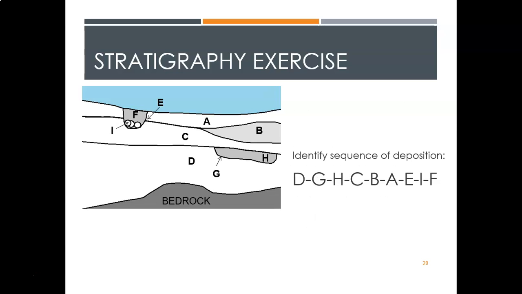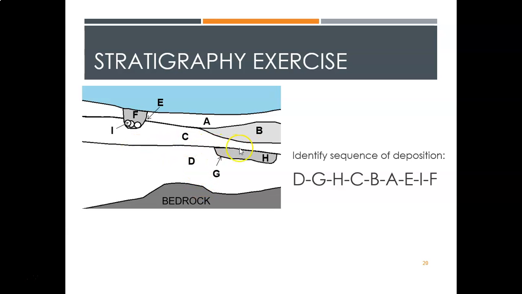So now we can identify the sequence of deposition now that we've layered them. So bedrock's on the bottom. Again, it is our plate in our stratigraphy sandwich. The next layer of sediment that is found on top of it is D, and so we have this horizontally deposited unit, so that's going to be our oldest. So we're going to start there. Now we have to decide what is next oldest.